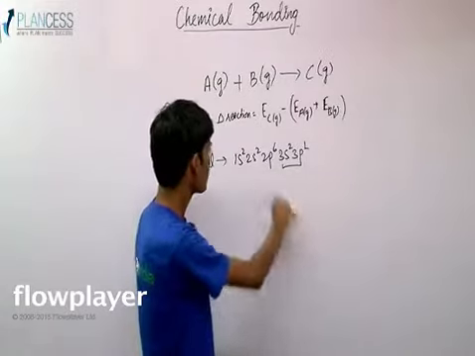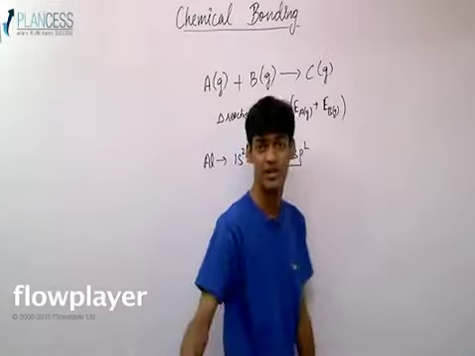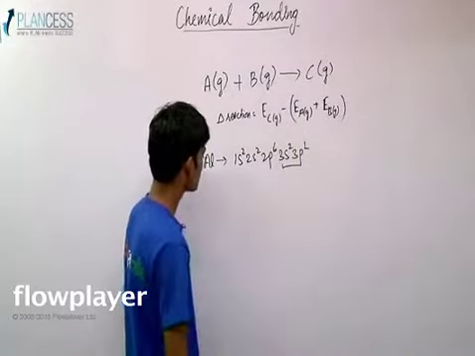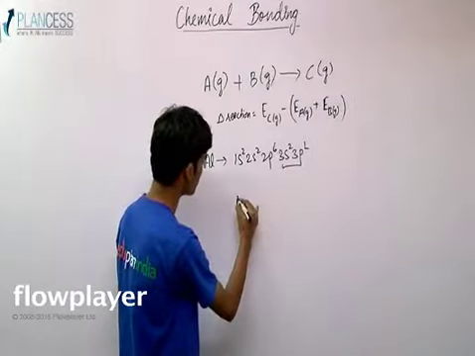So how do you do it? Now I will define the Lewis structure. So Lewis structure is drawn. Let's say if I want to draw the Lewis structure of beryllium.